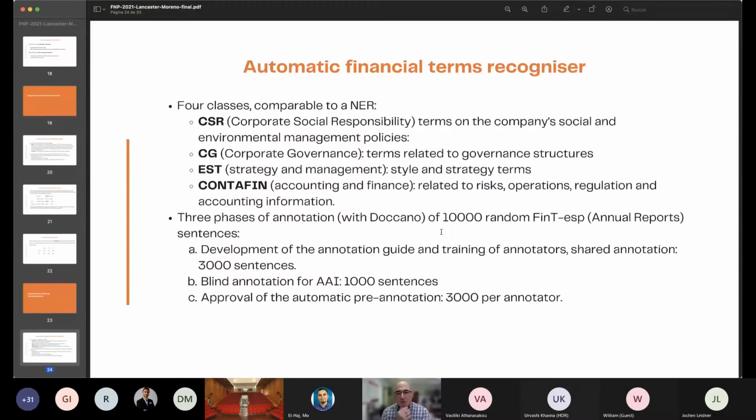We wanted to develop a financial term recognizer using transformers. So first, we divided four classes. It's again comparable to an entity recognition. The four classes are corporate social responsibility, corporate governance, strategy and management, and accounting and finance. Of course, there is an imbalance, and you will see, between the four classes.